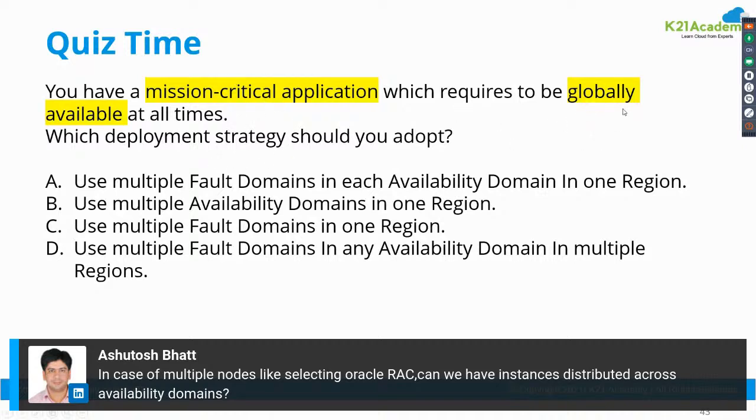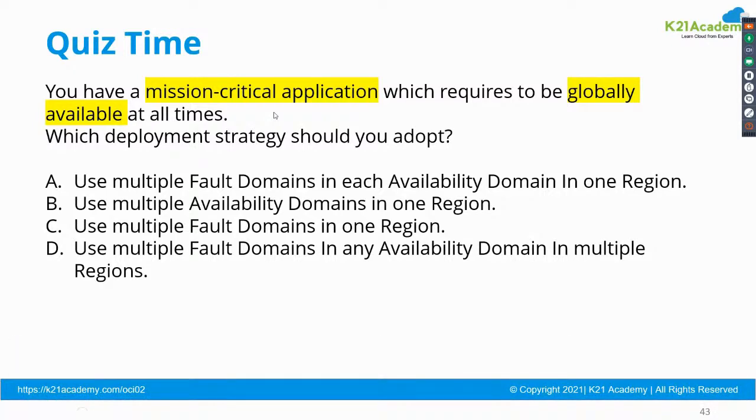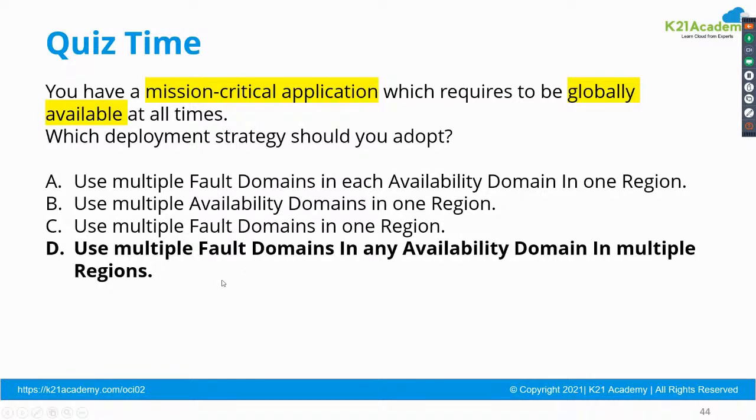Globally means it should not be regional but global. Global access should be there, and mission critical means it should have protection against the region failing as well. So I need to think from that point that if my region is not available, then the application should be accessible in another region. So I will be going with multiple regions. That is what my take will be. So multiple fault domains in any availability domain in multiple regions. My take will be answer D here, which gives the maximum protection against fault domain failure, then availability domain failure, and also across the region. That is how we are going to tackle the questions in the exam.